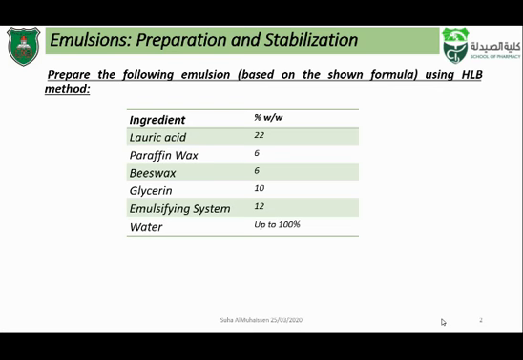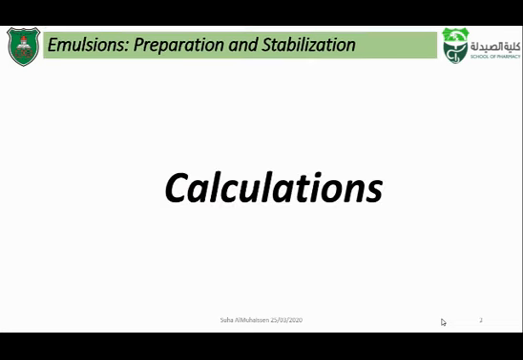This formula includes lauric acid 22% weight per weight, paraffin wax 6% weight per weight, beeswax 6% weight per weight, glycerine 10% weight per weight, emulsifying system 12% weight per weight, and water up to 100% weight per weight. How to do so? How to solve this problem using the HLB method?